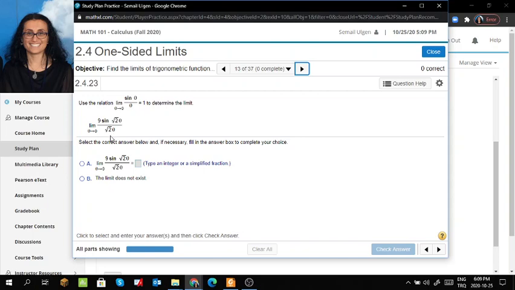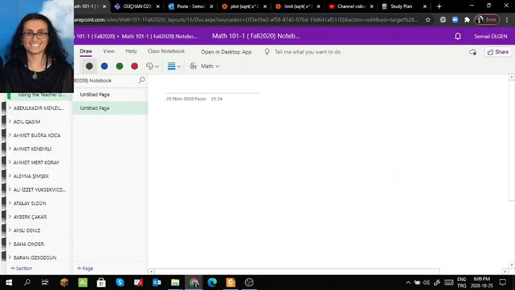And so as theta goes to 0, square root of 2 theta goes to 0 as well. So what you could do is, let me do this one here. Okay. The question was limit as theta goes to 0 of sine square root of, was it 2? Let me see.